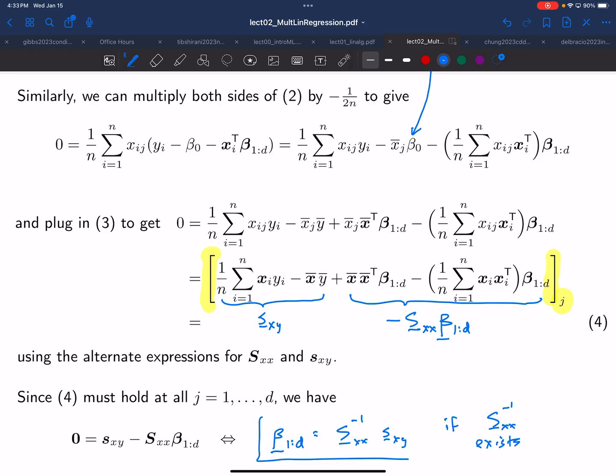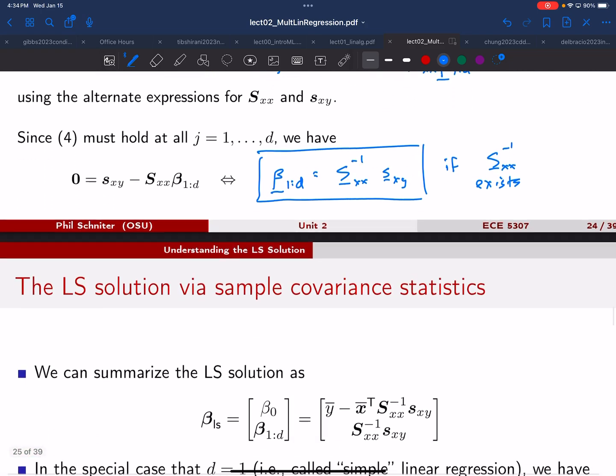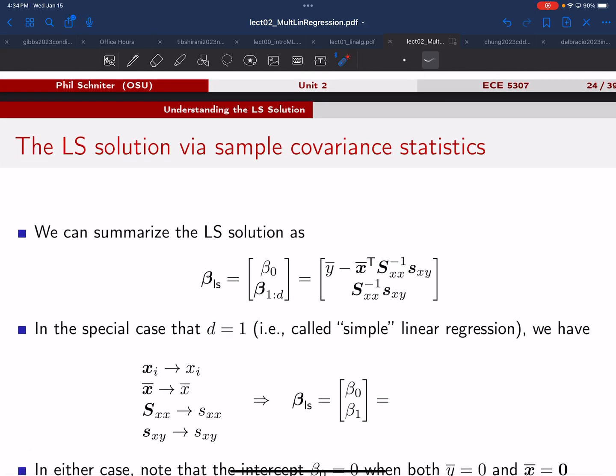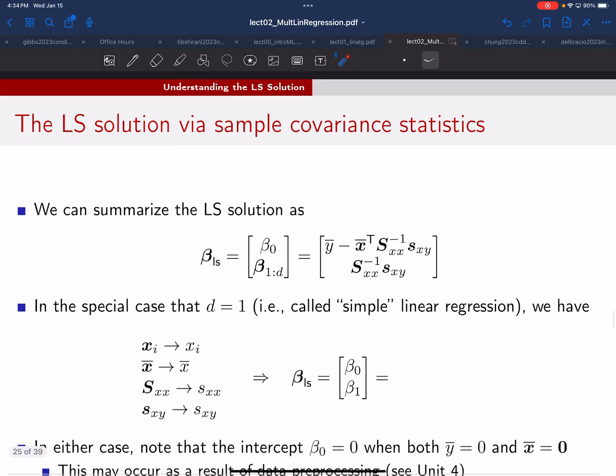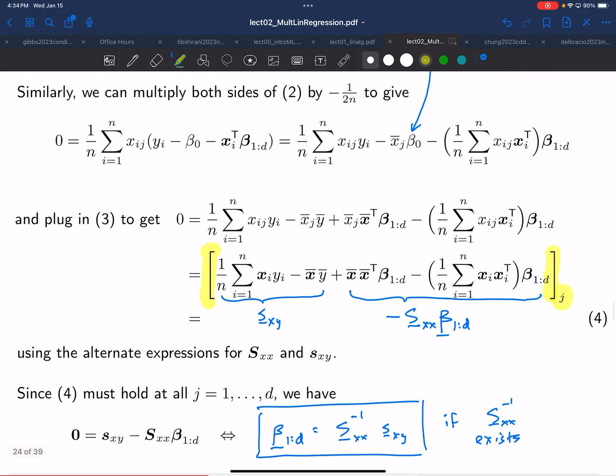So this is our expression for the optimal RSS minimizing slope coefficients. And here we're putting them together. If I stack the intercept on top of the slope coefficients to get the full least squares beta vector, I can also stack this vector below this scalar quantity to get a concise expression for this. Okay. So this is the least squares solution. Any questions on any derivations we did over here? Everybody good with that? Okay.